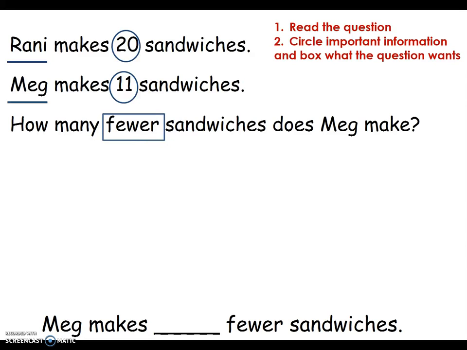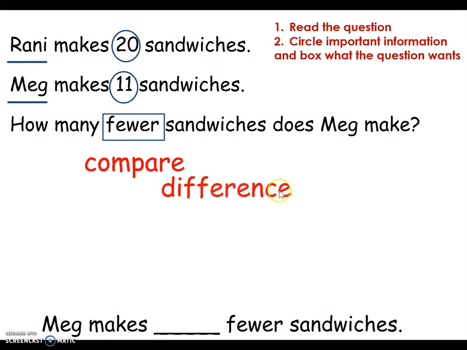Now remember what I said just now? We are comparing here, right? They are now trying to compare these two. And we need to find the difference. Now when we need to find the difference, what does it mean? We need to take away those that are the same. In this case, the same is the 11 that Mac has, right? So the difference, we will need to subtract. Alright, so 20 minus 11.